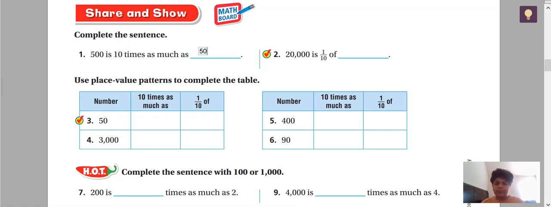Second question. 20,000 is 1/10 of what? You got your answer? Well, if you got your answer, tell me what the answer is. Well, you are correct. The answer is 200,000.